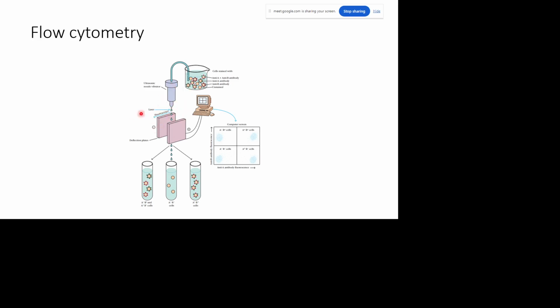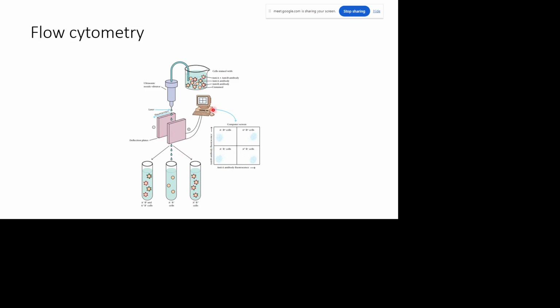So now you will direct a laser beam towards these droplets which are coming from this nozzle. After this laser beam, the deflection plates, which have minus and plus charge, will decide in which direction each droplet should go. So there are three possible cases. One is the cells which are A minus B positive and A plus B negative. The second mixture will contain A minus B minus cells. The third mixture will contain A plus B plus cells.